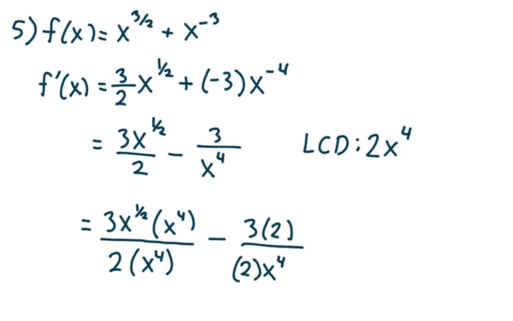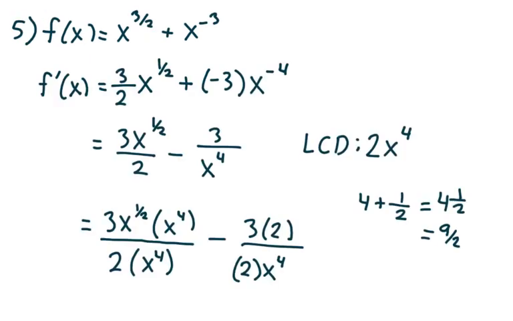Okay. Now, remember, 4 plus a half is 4 and a half, right? Which is equal to 9 halves. So, therefore, f prime of x is equal to, now, I get 3x to the 9 halves minus 6 in the numerator.